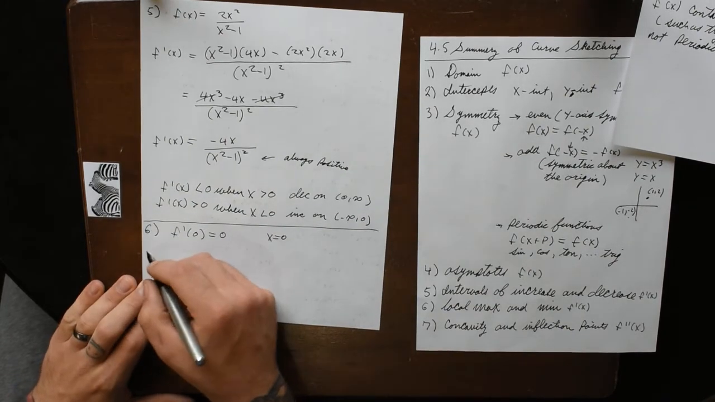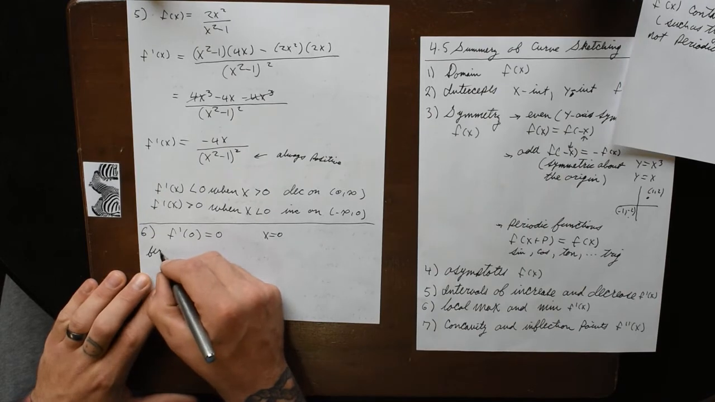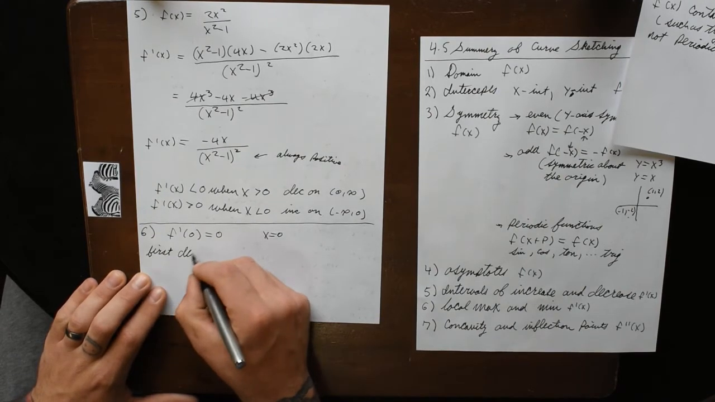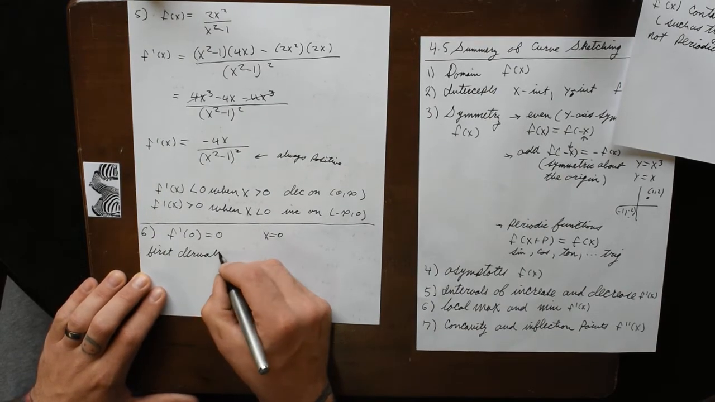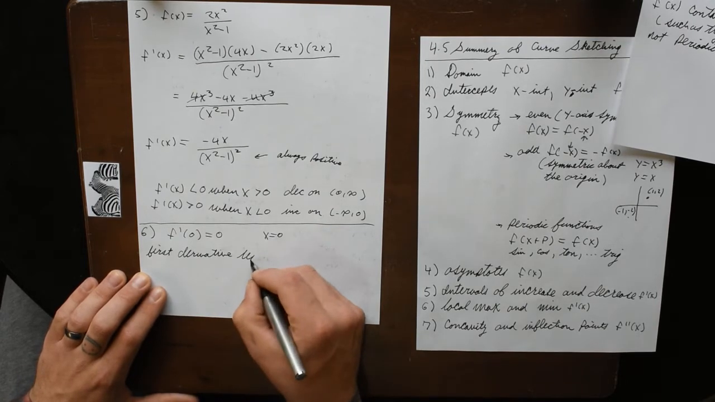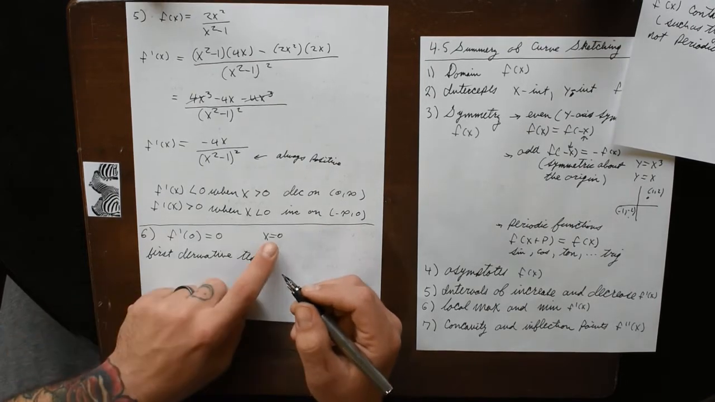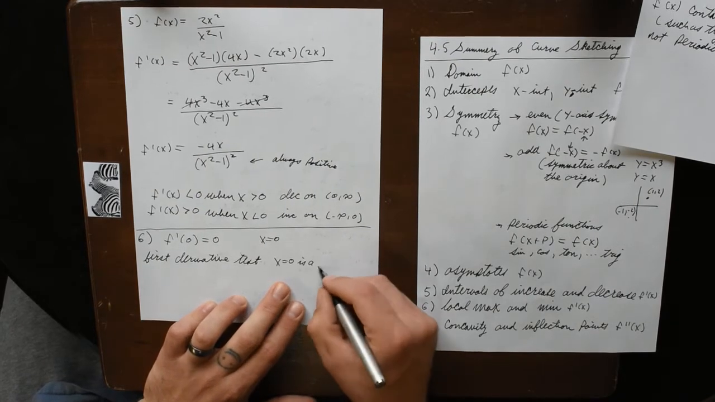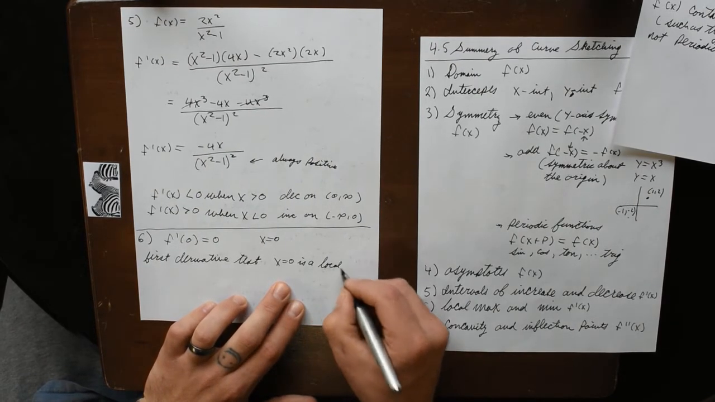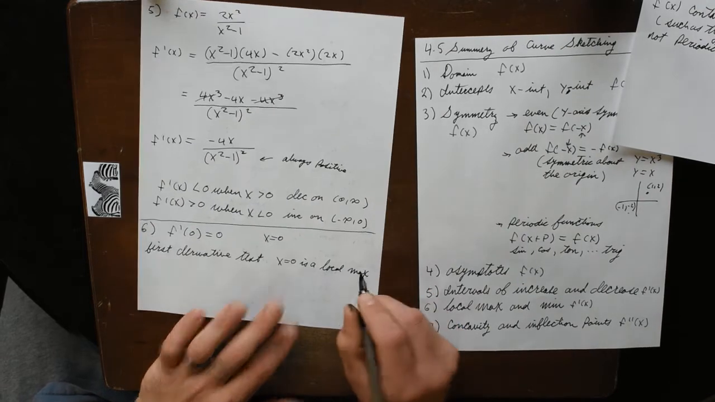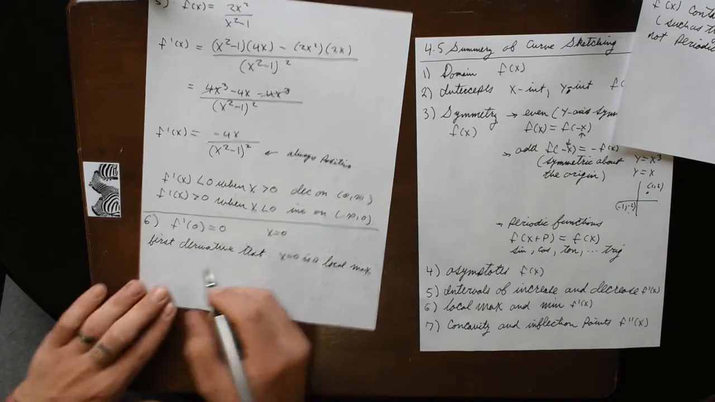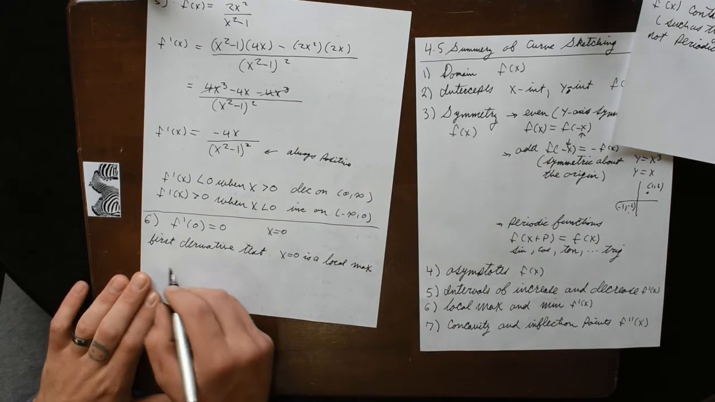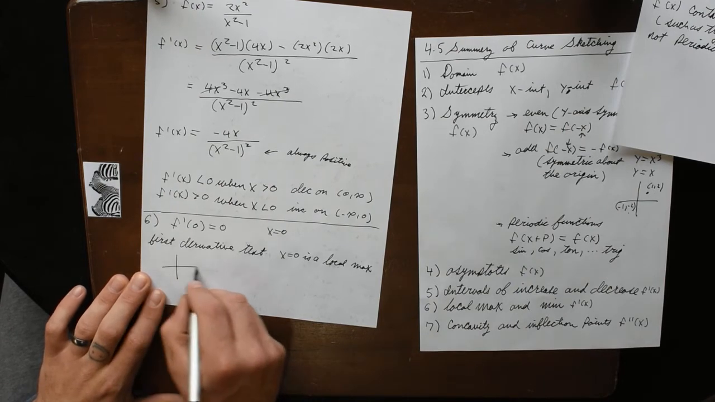By the first derivative test, we know that x equals 0 is a local max. So what is that first derivative test? That first derivative test, and I'll draw you the two pictures for it. Well, there's really three.